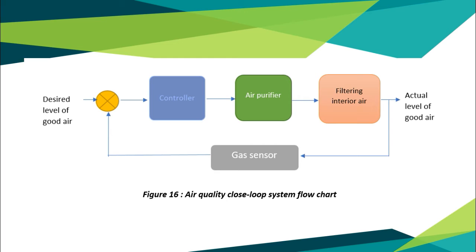As we are monitoring and controlling the air quality automatically, we designed a closed-loop system. This is because a closed-loop system has a feedback mechanism. As long as the desired level of good air and the actual level of good air are not the same, the loop will continuously go on until the levels are the same. After the level is exactly the same, the loop is stopped.